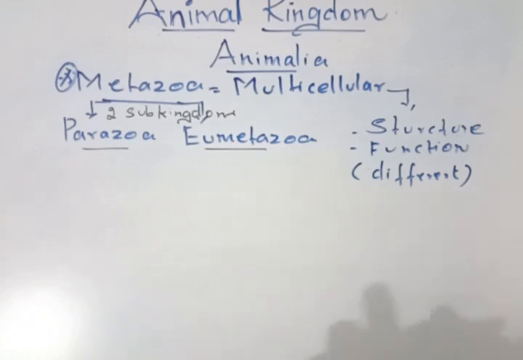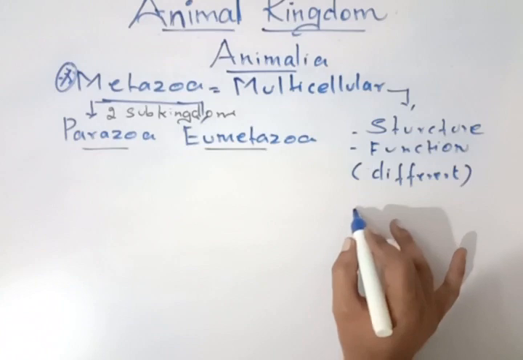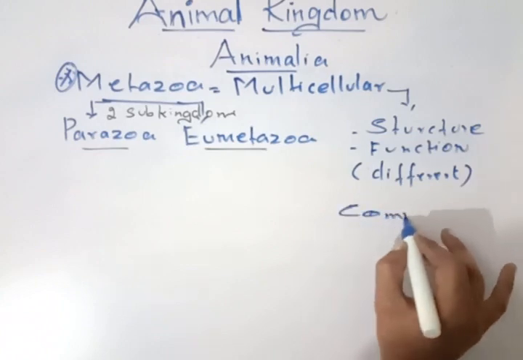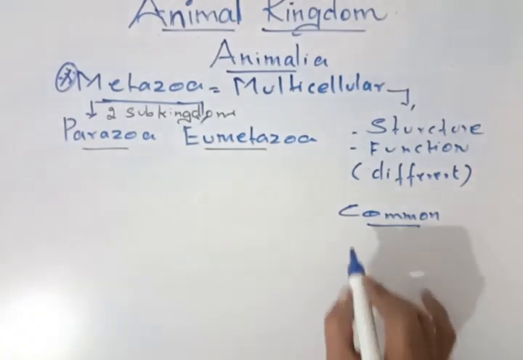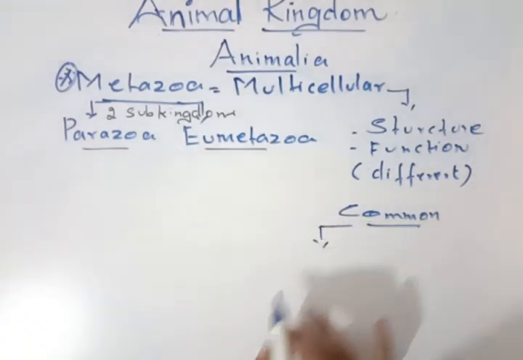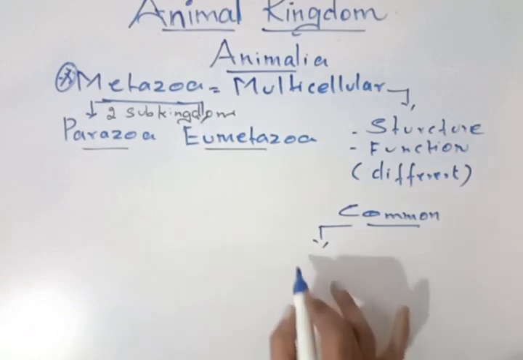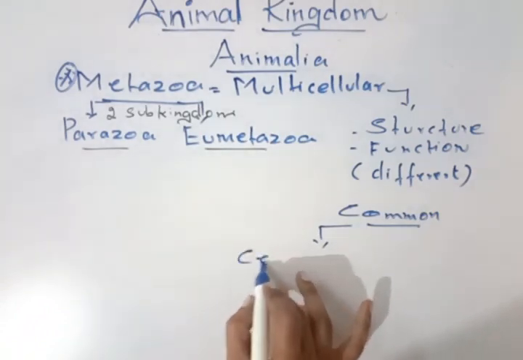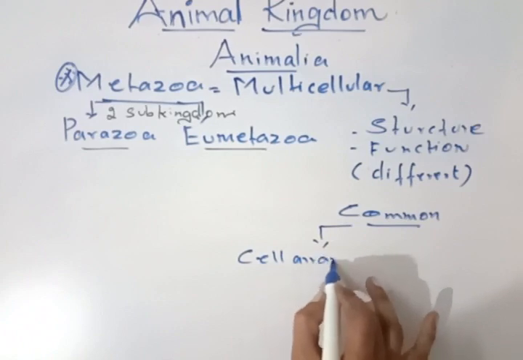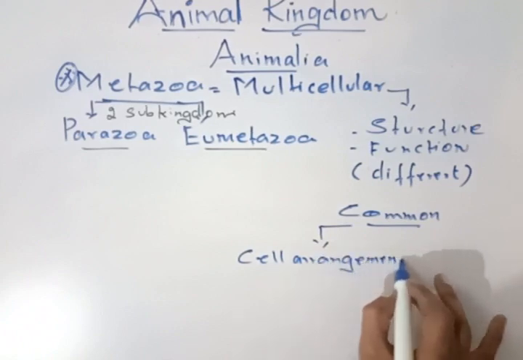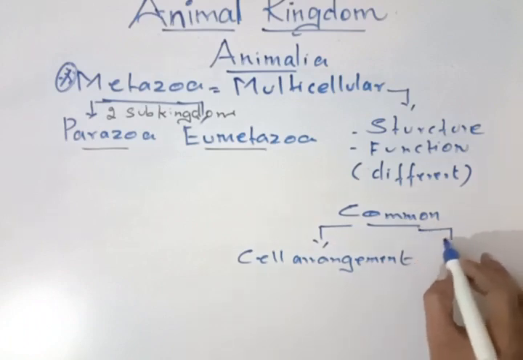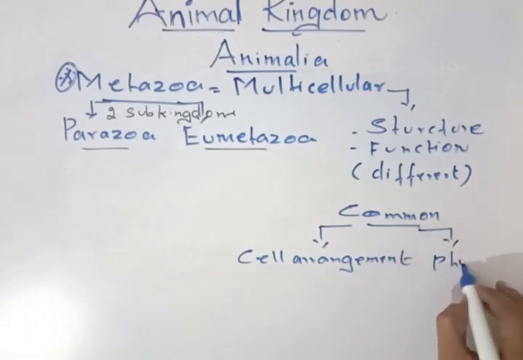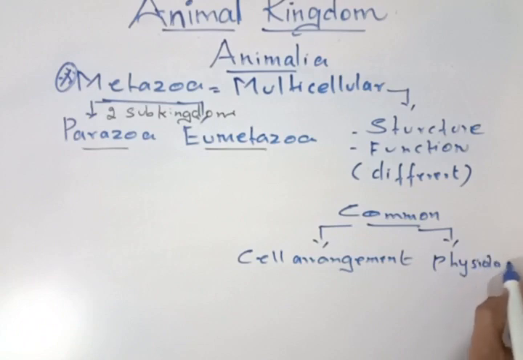There are two common fundamental features regarding these multicellular organisms. So what are those common features? Now, the common features are the cell arrangement in the body. So the first one is the cell arrangement. So this may be a common fundamental feature. And the second one is certain physiological processes. What are all the physiological processes that we will discuss here?